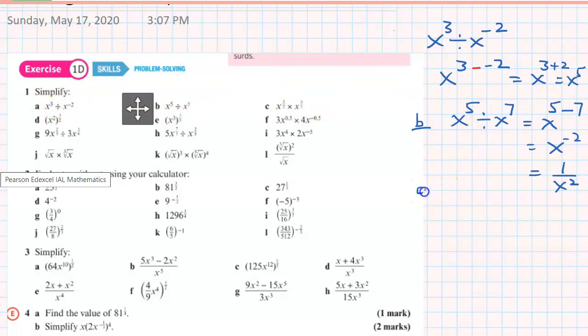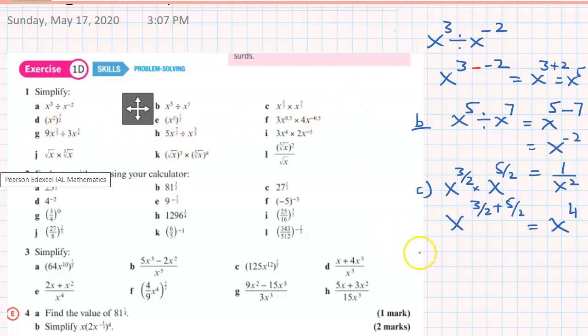Part C is x to the power, I think I can see it's 3 over 2. I don't know exactly, it is 5 over 2 or 3 over 2. Multiply x to the power 5 over 2. So this will be x to the power, we have to add 3 over 2 plus 5 over 2. So we'll be having x to the power 5 and 3, 8 over 2, that is 4.